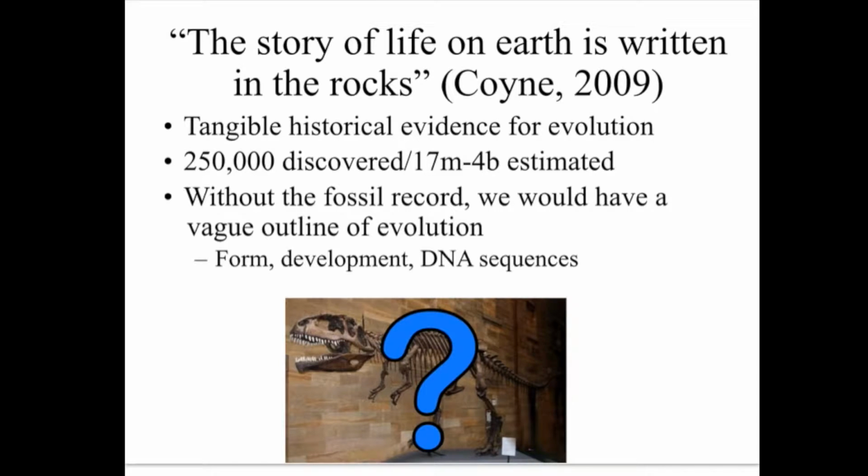Without the fossil record, we would have a very vague outline of evolution. Scientists would have to infer evolutionary relationships from similarities in form, development, and DNA sequences. With this information, we would know that mammals are more closely related to reptiles than amphibians, but we would have no idea what our common ancestor looked like. Furthermore, we would have no clue that dinosaurs ever existed on Earth's surface.